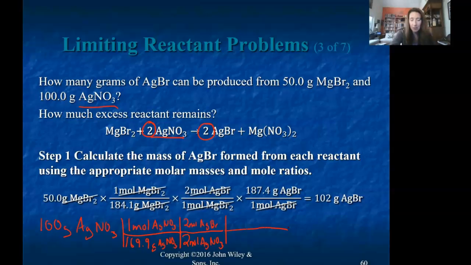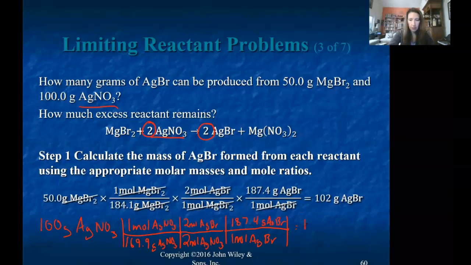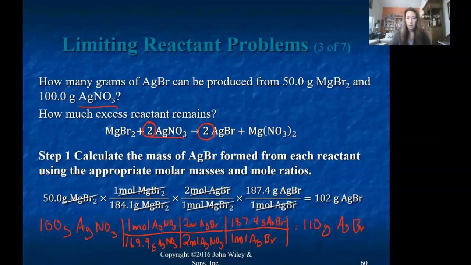So we're kind of doing the same thing. We're just changing what we're talking about. We're talking about AgNO3. And now this step is literally the exact same. So I'm going to go to grams. And again, if you have a different way that you want to do it, that's fine. And I got 110 grams of AgBr. Sorry, it's a little messy. I'll make it nice.